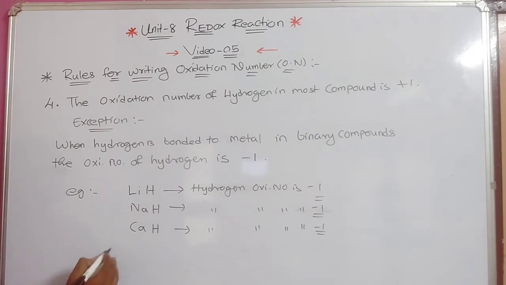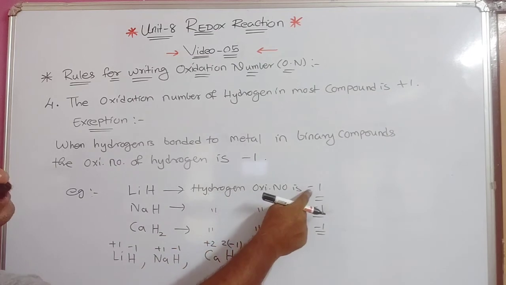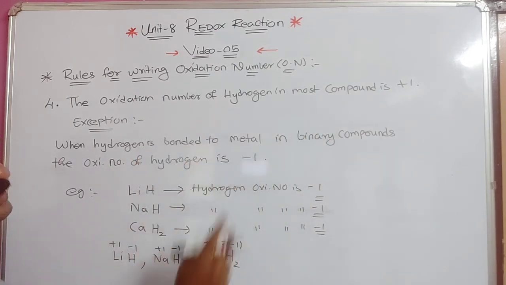If I write lithium hydride, hydrogen will be -1, lithium +1. Sodium hydride, sodium +1, hydrogen -1. Calcium hydride will be CaH2, because calcium is +2. So to balance that, hydrogen will be -1 only, but 2 into -1. Understood? So in all metal hydrides, hydrogen oxidation number is -1, while in all other cases it is +1.